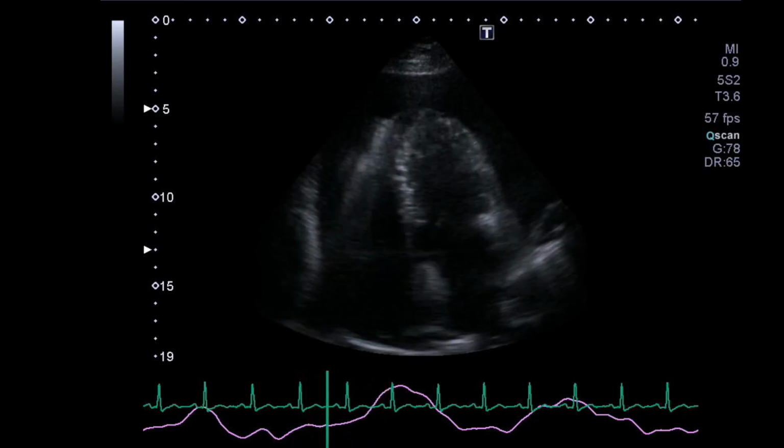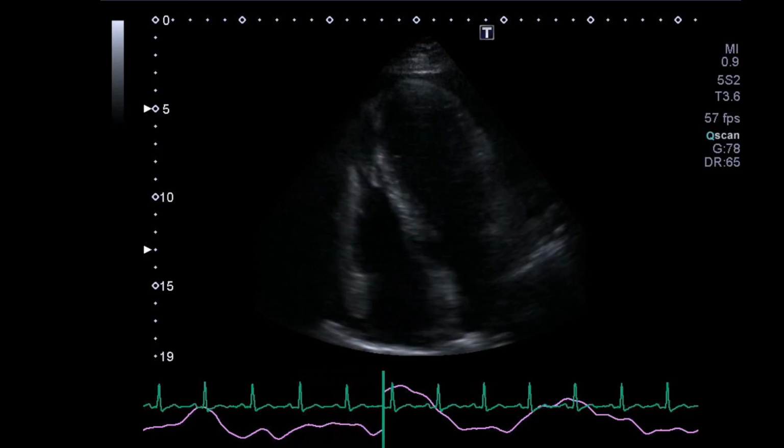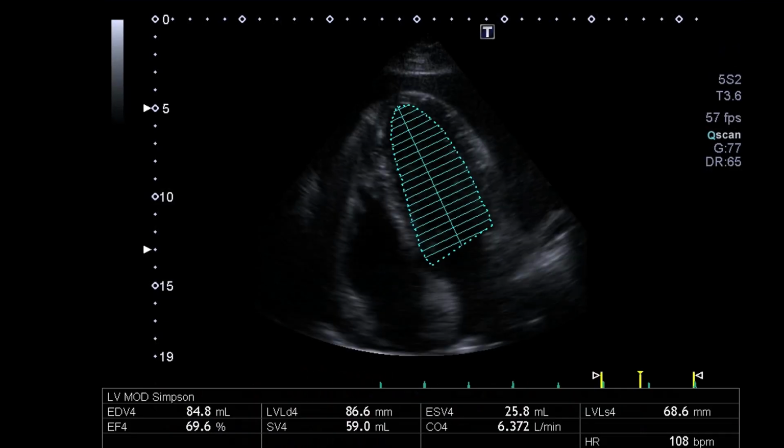But I would say that at least we get a sense that there is a certain amount of swinging heart here. However, when we look at the EF, it's okay.